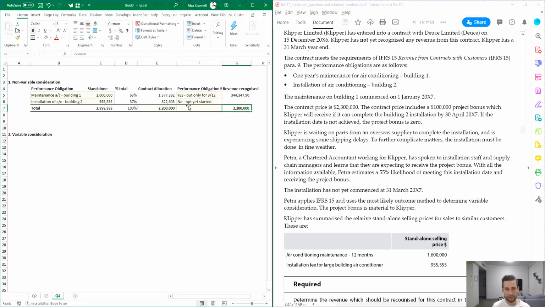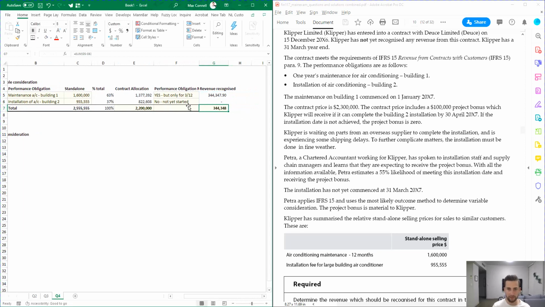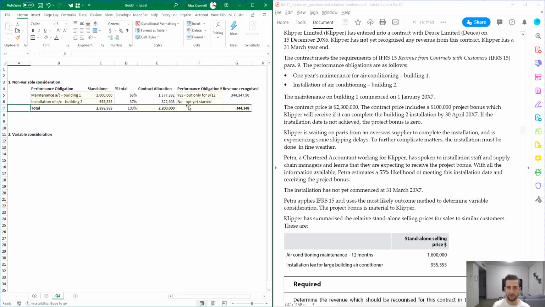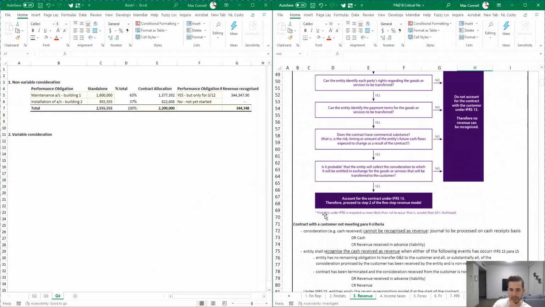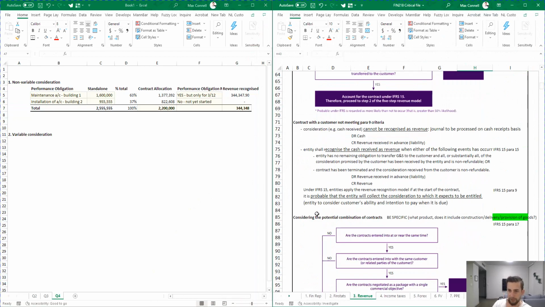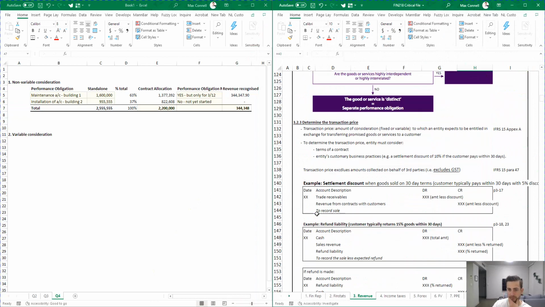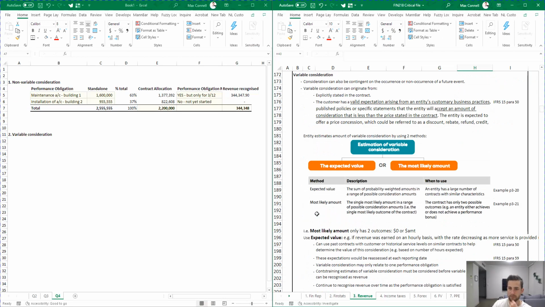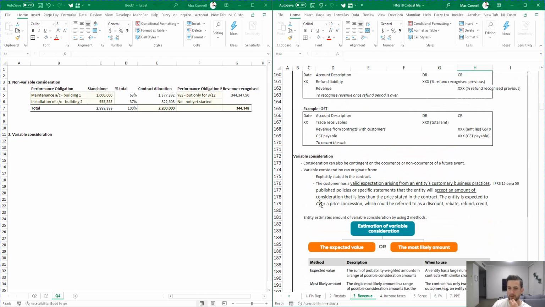So the total for this financial year is going to be 344,348 of the non-variable consideration. Now let's move on to the variable consideration. There's a lot more work on this one. So let's have a look and see what the CSG says on variable consideration. Okay, here we go. Here's the subtopic here, row 172.